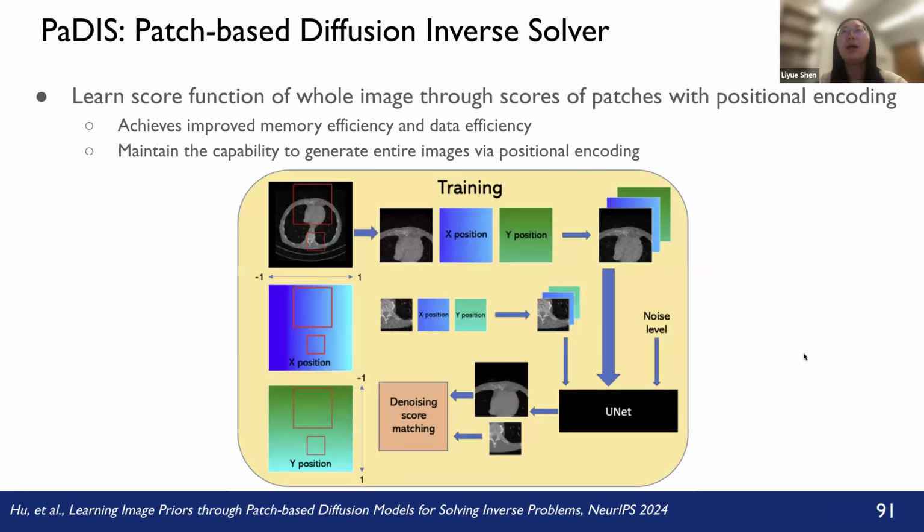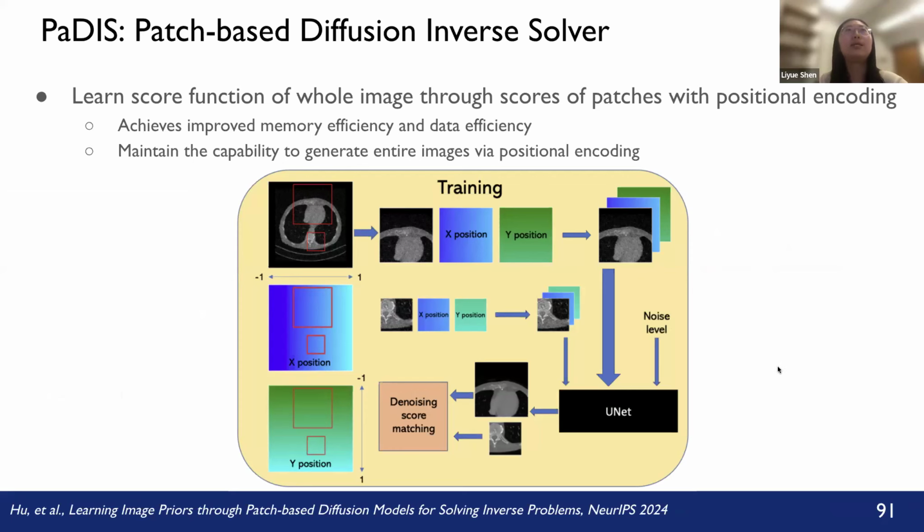And we have another concurrent work, which considers not only patches across the different slices, but also patches across the X and Y positions, to do patch-based training that enables diffusion score matching learning with positional encoding.